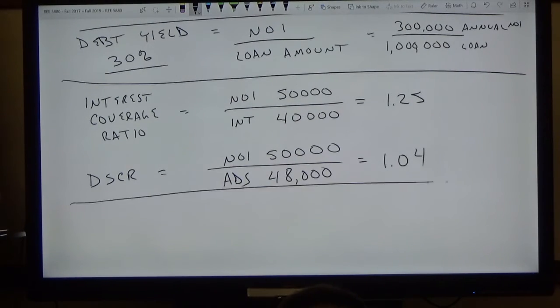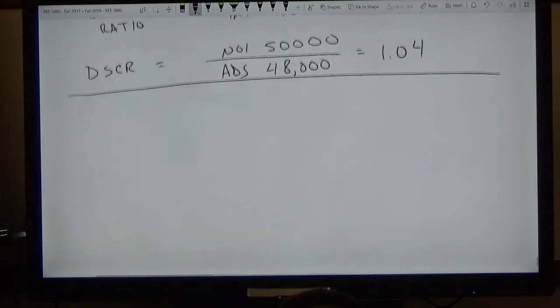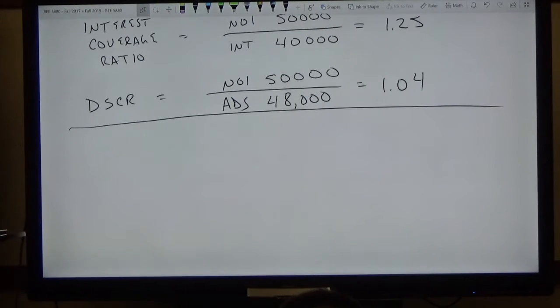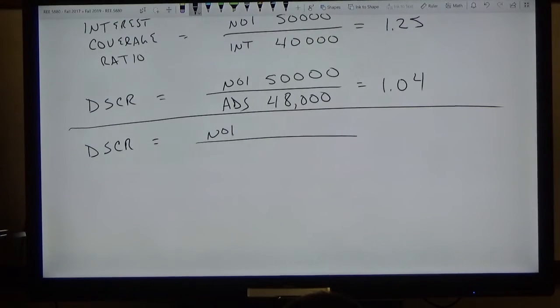So, how can we complicate this a little bit in terms of some of the calculations? Let's say that we have a property with a stabilized, actually let's do a new one so that you don't get confused. Let's say we've got a property with an NOI of $20,000.